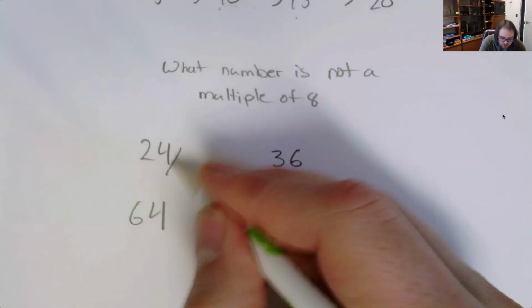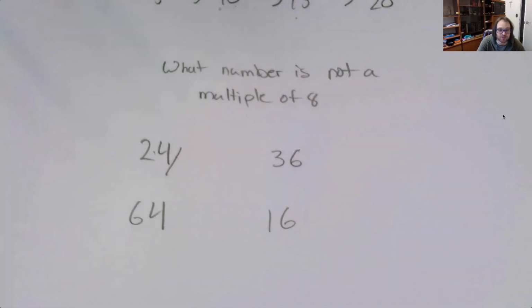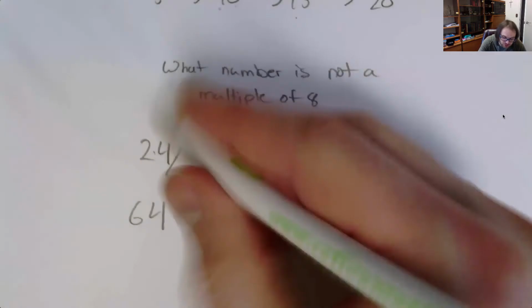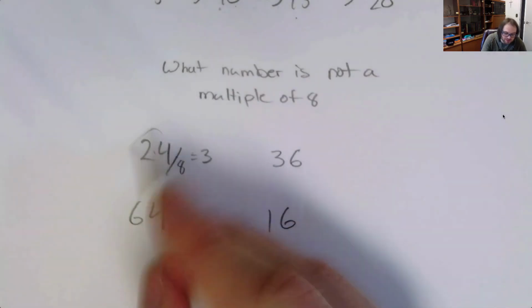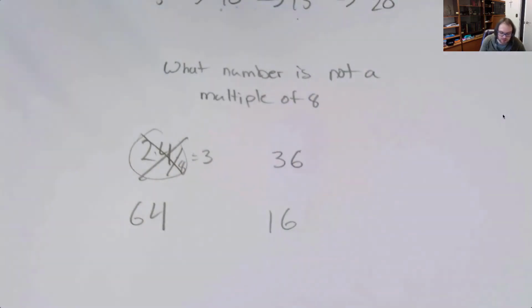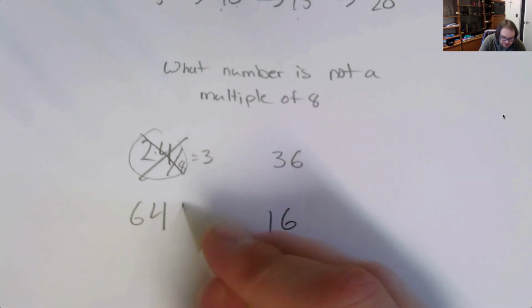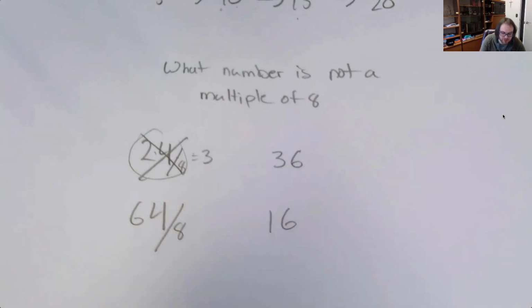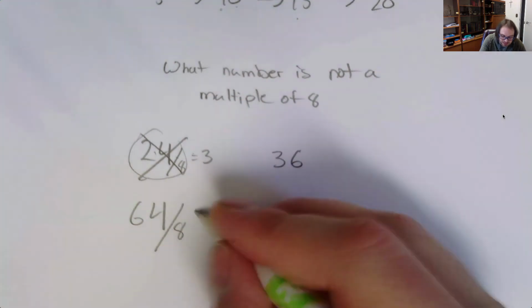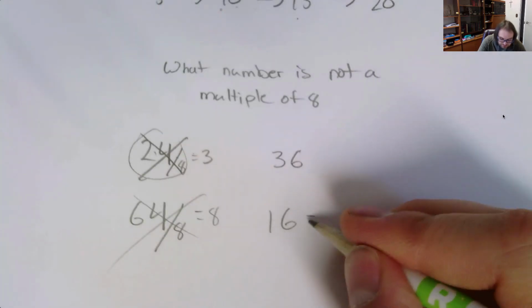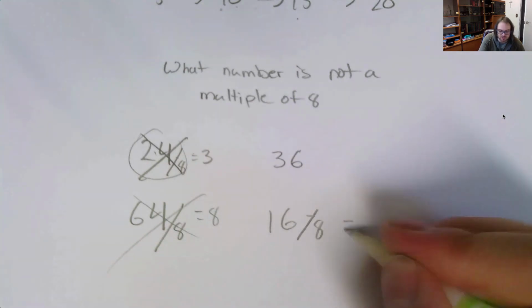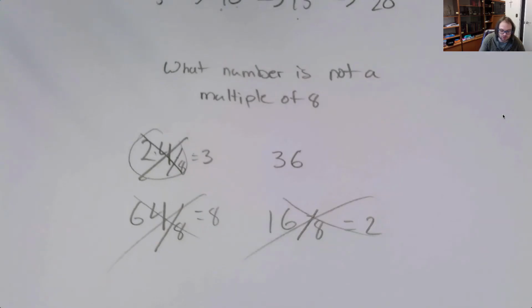So can 8 go into 24 an even amount of times? Well, 8 goes into 24. If we divide it by 8, it's going to be 3. So then this is a multiple. Let's try 64. If 64 is divided by 8, that's going to give me 8. So this is a multiple as well. 16. If I divide this by 8, it's going to give me 2. So this is a multiple.